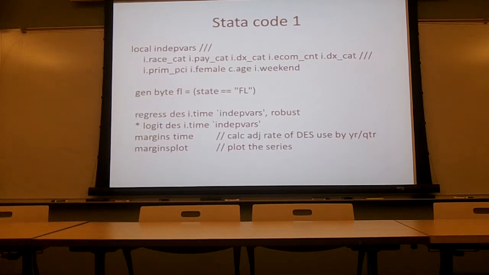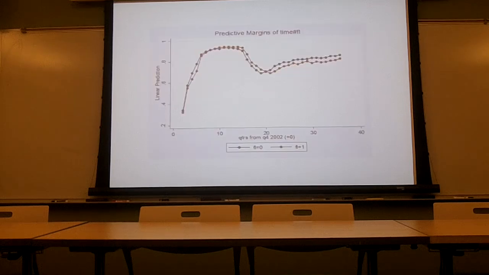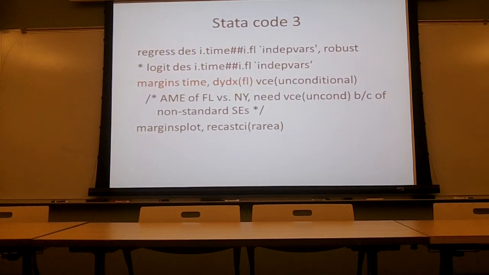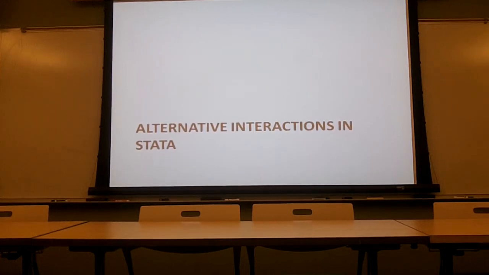It's really easy to say, okay, look at that pretty picture. I did that with one line of code. That's the Florida versus New York difference in drug-eluting stent use over time in levels. Pretty damn easy, right? And then at the end, I computed the Florida versus New York difference over time and plotted it all with one line of code. And then there was a couple lines of code to figure the difference and then apply it. But anyway, the point is that Stata can do some really cool stuff with margins plot.